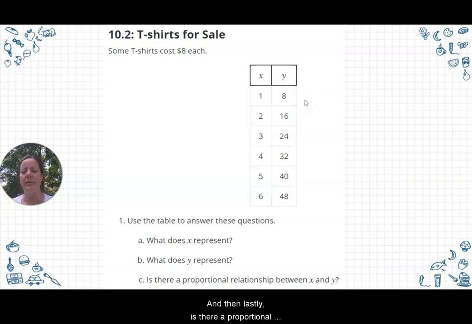And then lastly, is there a proportional relationship between X and Y? Can we find a constant of proportionality? Pause the video and try to find it.